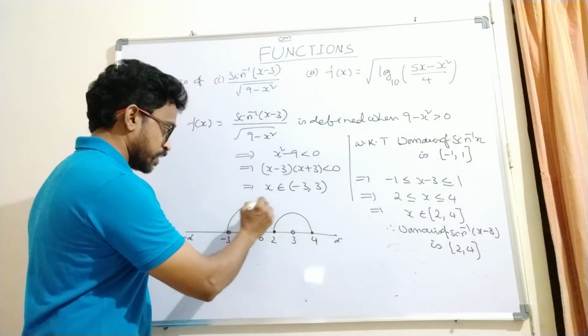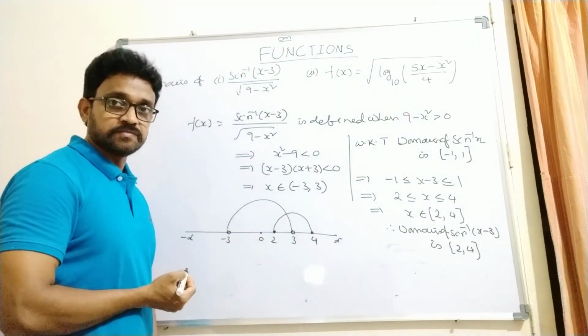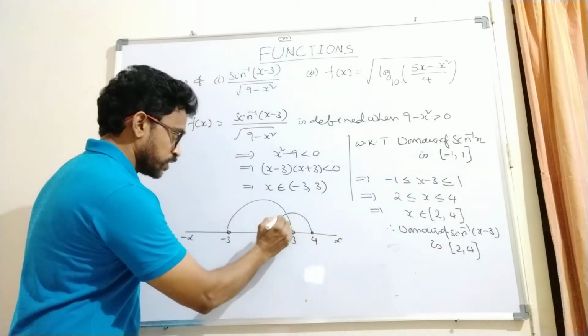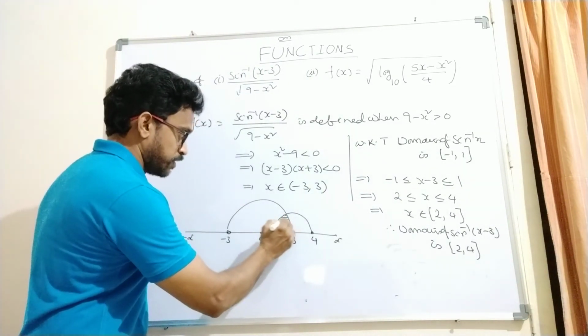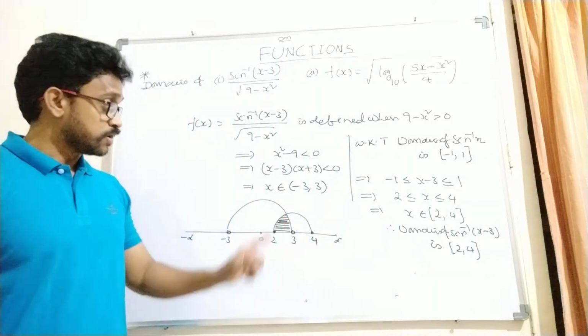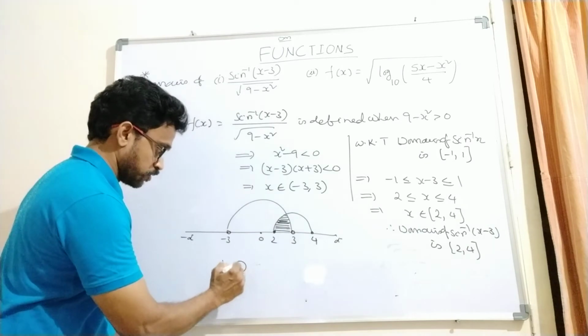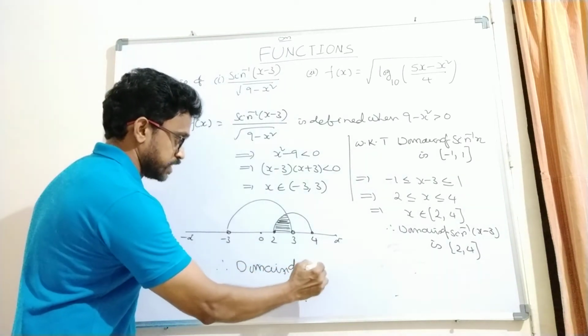And this is the domain of root over 9 minus x square, that is 1 by root over 9 minus x square. So what is the common part here? This is the common part. This common part indicates the domain of this function. So we should write now: therefore, domain of f is what?